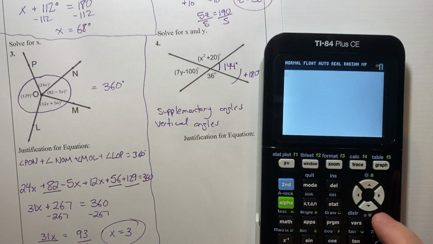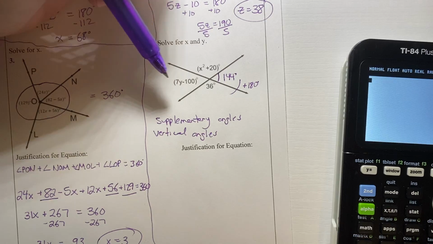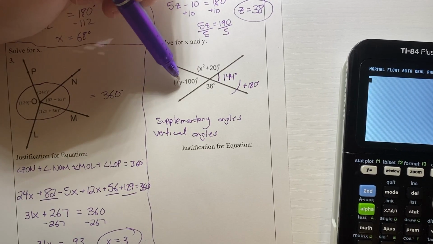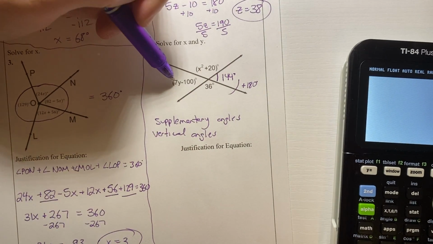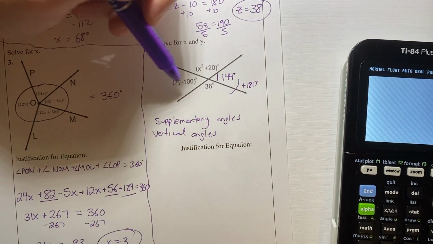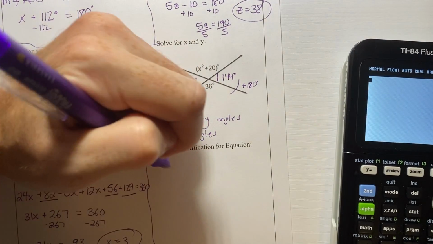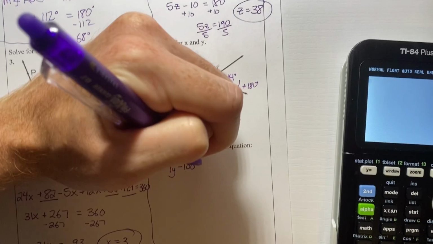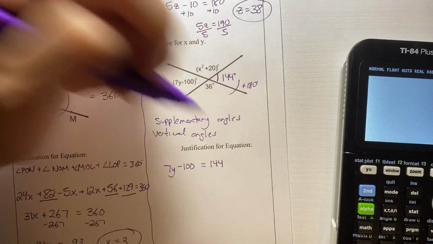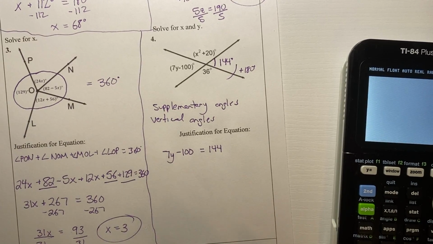The reason why that's important is because I can now go ahead and use two different vertical angle problems in order to solve for my variables x and y. So since I know that 7y minus 100 and 144 are vertical angles, I know that they are equal to each other. So I'm going to say 7y minus 100 is equal to 144, and then I can just go through and solve for my variable y. So we'll do this one first. It's a little bit easier.